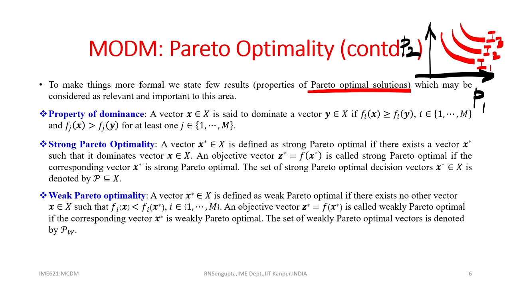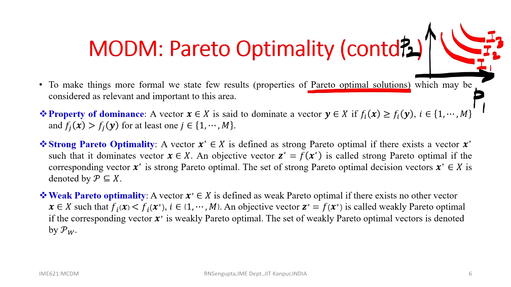Now, continuing these examples, we will mention three properties here theoretically, and later on they will be highlighted as we consider the examples. By the way, when I mention highlighting, it will come up naturally as we solve the problems. The first property is the property of dominance.